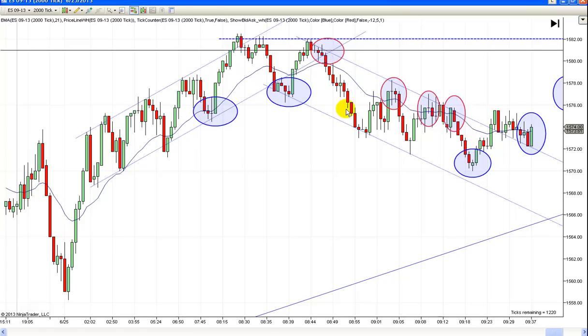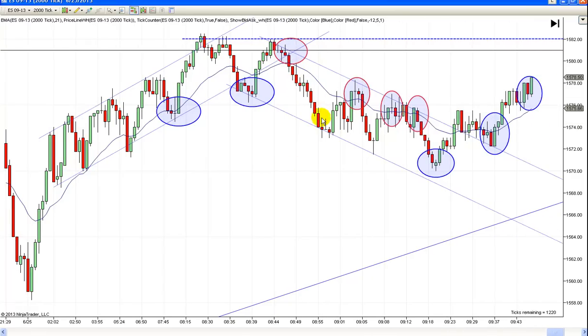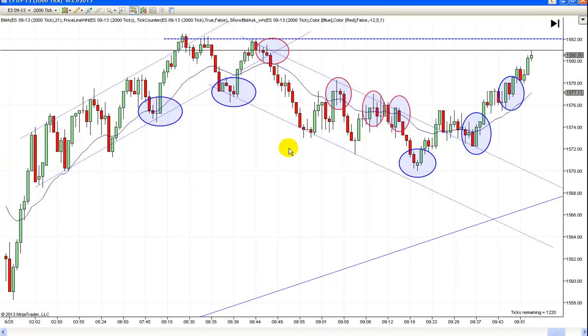Nice short here. Again, you don't know that it's going to fall like that, but it does, and that's why we hold on to runners. And I'm going to talk about that. I need to remember to try to do that.